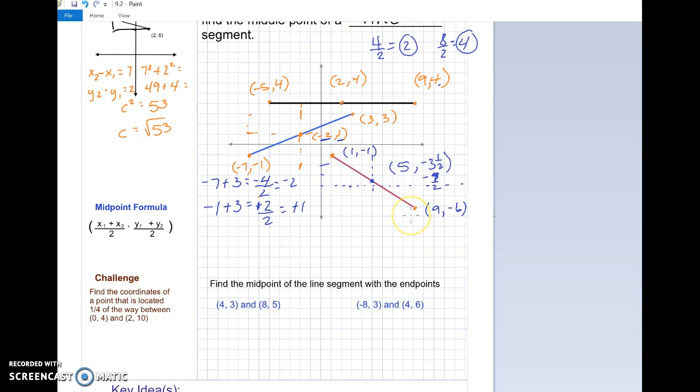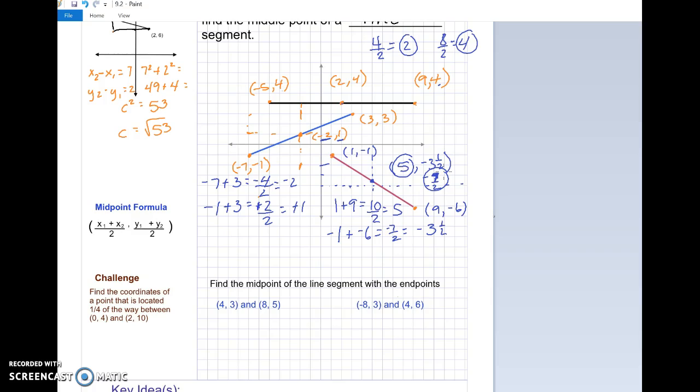Try it on this one. See if it works. Well, did it work? 1 plus 9 is 10. Divided by 2 is 5. There's my 5. And then this one, -1 plus -6 is -7, divided by 2 gives me -7 halves, or -3.5. So yeah, it works. So that's our midpoint formula.